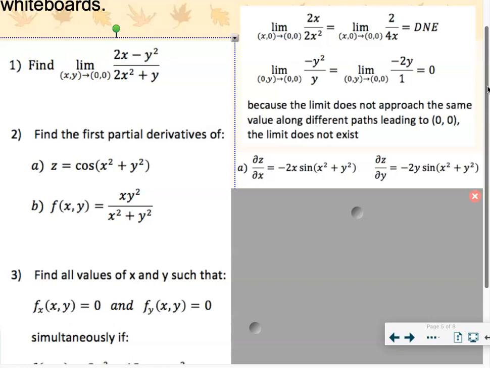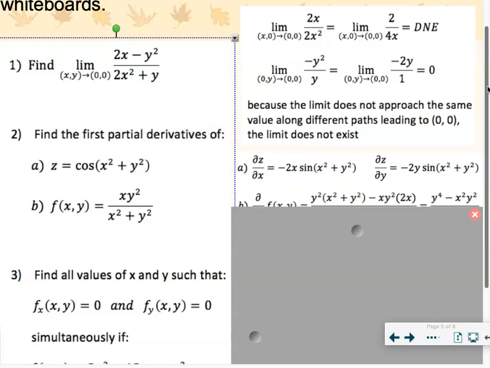Oh, isn't this beautiful? What rule does it require? Quotient rule, right? Okay, so if we're doing partial x, what's the derivative of the top? Y squared, right? The x goes to 1, y squared just stays y squared. So it's y squared times the bottom minus the top times the derivative of the bottom, which would just be 2x all over the bottom squared. So you end up with this beautiful thing right here, which simplifies down to this.